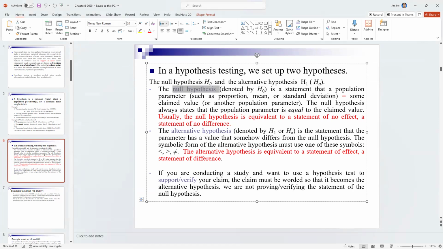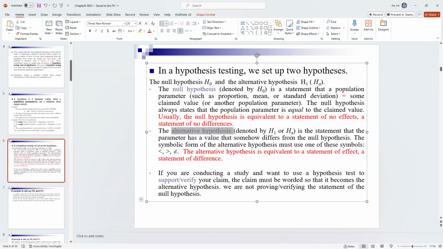The null hypothesis for this class, if we are going to use a mathematical expression for it, must have the equal sign, or contain the equal sign. The null hypothesis always states that the probability parameter is equal to a claimed value. And usually the null hypothesis is equivalent to a statement of no effects, a statement of no difference.